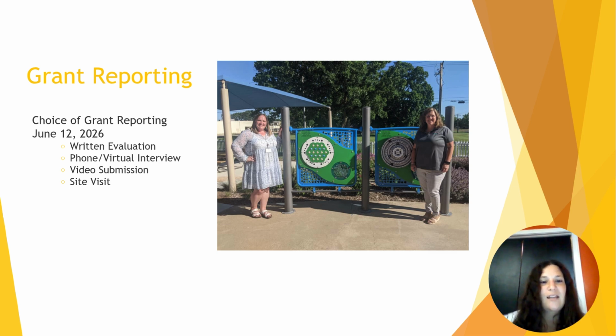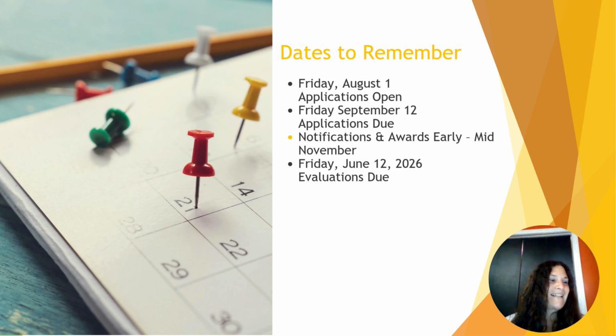And then this slide just has some important dates to remember. As of today, our grants portal is open. All applications are due September 12th, which is a Friday. Your notifications and awards will happen early to mid-November, so you'll be notified first. You'll be given a time frame to accept your award, and then shortly after that, those awards will be going out in the mail. And then June of next summer, 2026, is when your evaluations will be due. I'm putting that slide up now. Sorry, I spoke too soon. So go ahead and screenshot the important dates here so you have them.